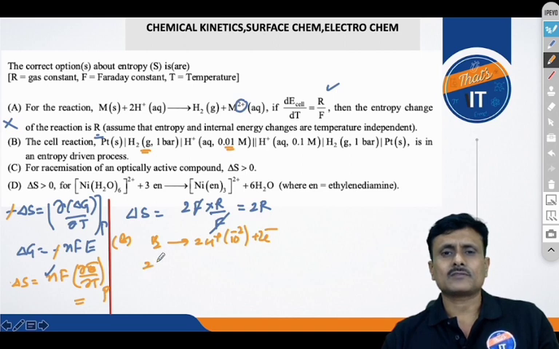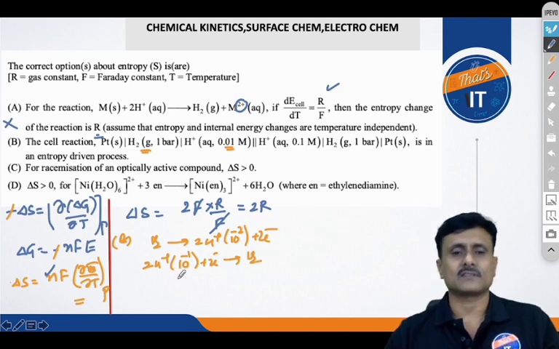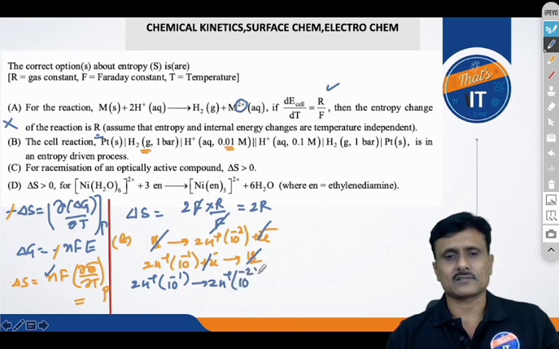In the other process, 2H+ plus 10^-1 plus 2 electrons gives rise to H2. This is the concentration cell, isn't it? Now when you write the overall equation which is taking place here, you can see 2H+ 10^-1 giving rise to high concentration to low concentration of the electrolyte, a concentration cell.